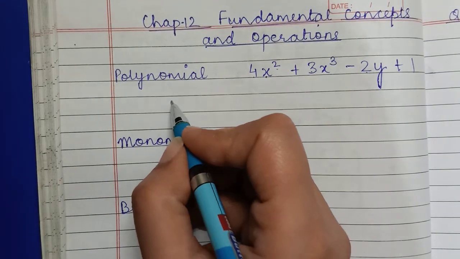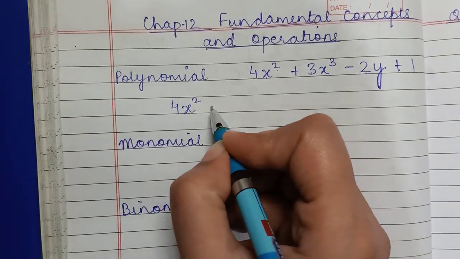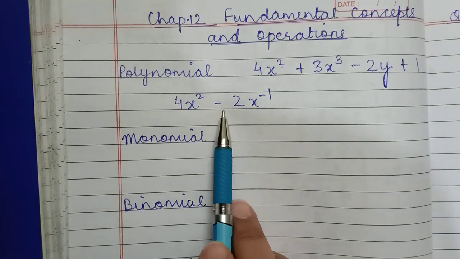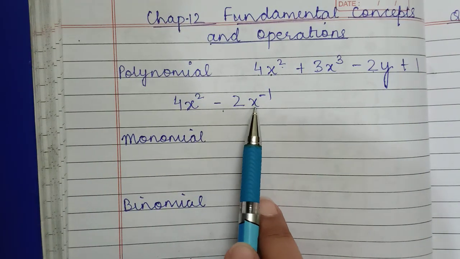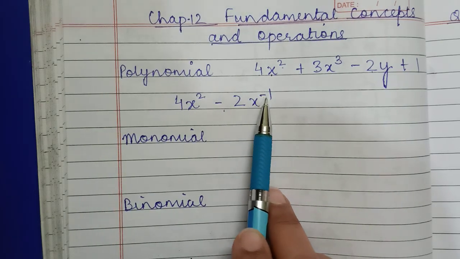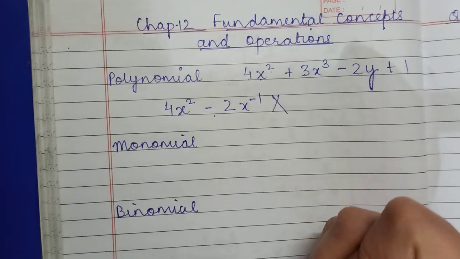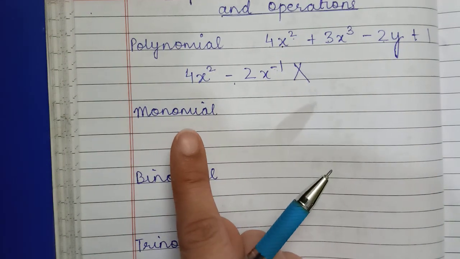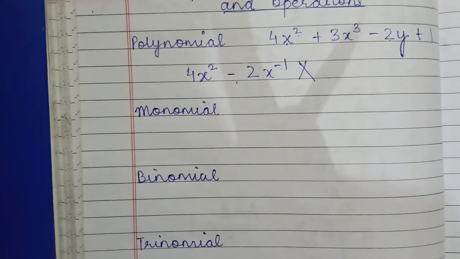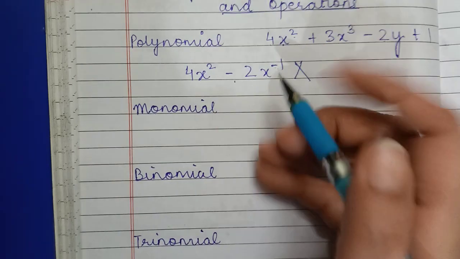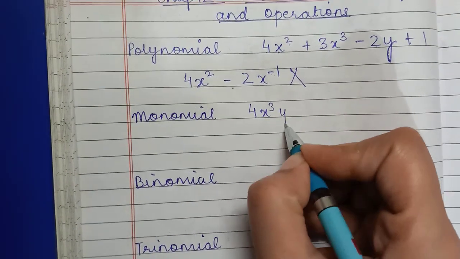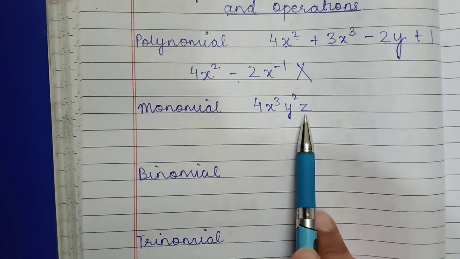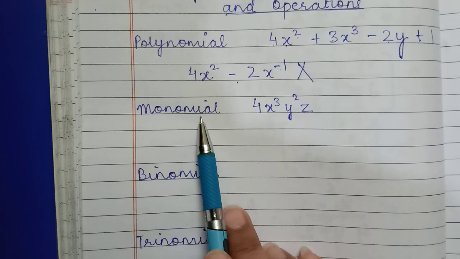Suppose if I write 4x square minus 2x to the power minus 1. Is it a polynomial? No, it is not a polynomial, since the power of x is negative. So we say that it is not a polynomial. Alright. After that, what is monomial? Any expression which has only one term is called monomial. Like if I say 4x cube y square z, this is one term. This is considered to be one term, and it is called monomial.